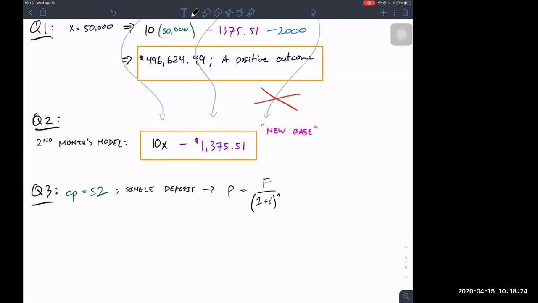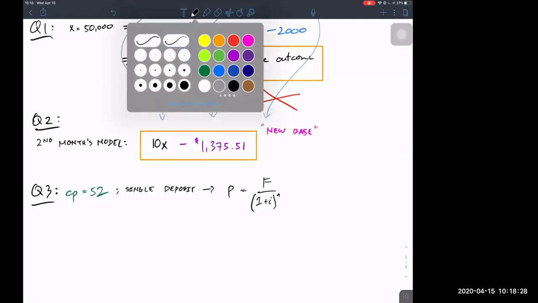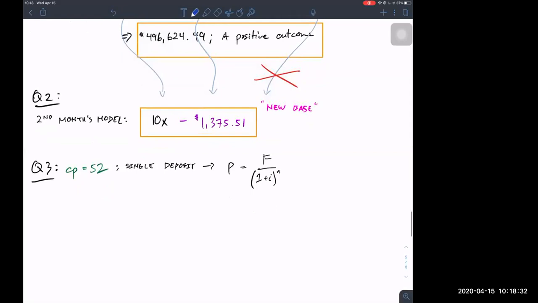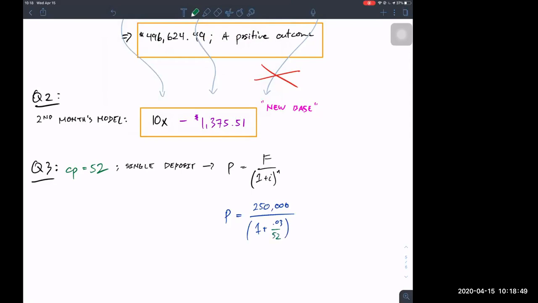And what's going to happen is we fill in these details right here. Don't use the same color. No, let's use a different color. Let's do navy now. So we got P equals $250,000 over 1 plus 0.03. And remember, this is compound weekly, right? So it's 52 here, and I did it in advance, and it's 1040 for the exponent right there as well.